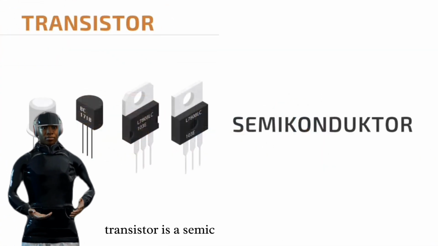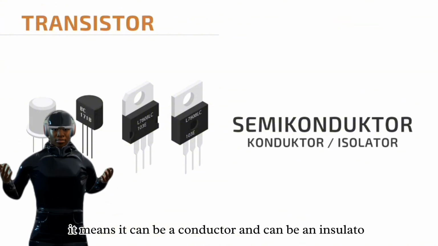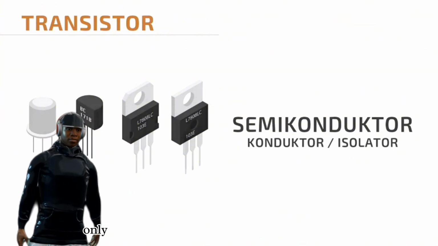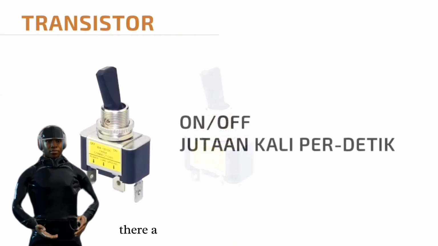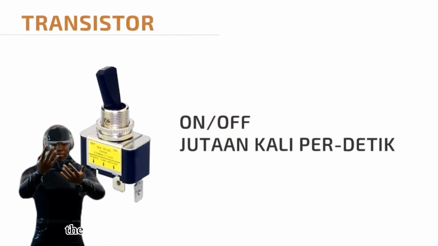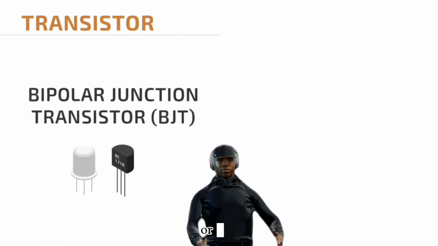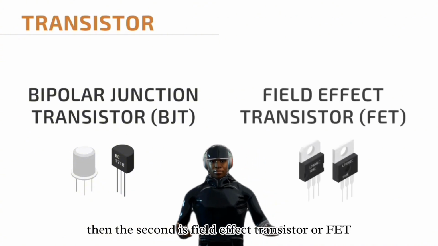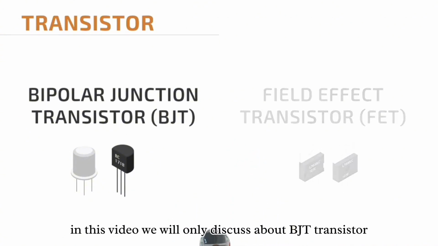Transistor is a semiconductor component. It means it can be a conductor and can be an insulator. The basic function of a transistor is very simple, only as a switch. This switch has a very high speed. There are several types of transistors. The most common we find is bipolar junction transistor, or BJT. Then the second is field effect transistor, or FET. In this video, we will only discuss about BJT transistor.